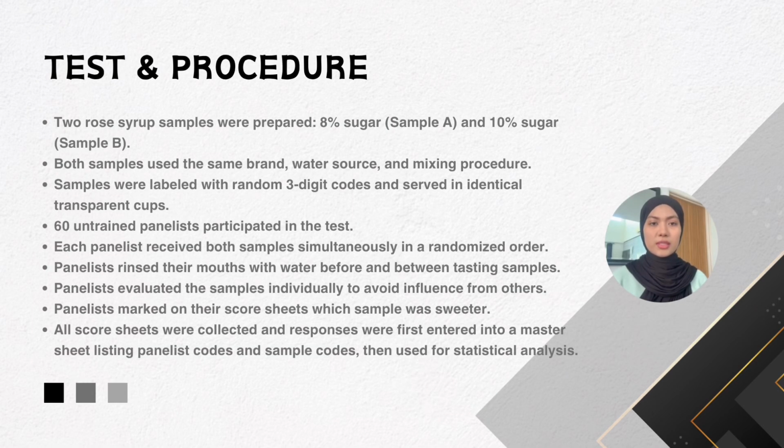For the test and procedure, we conducted a directional pack comparison test. Two samples were prepared, sample A with 8% sugar and sample B with 10% sugar, using the same brand, water source, and preparation method. The samples were labeled with random 3-digit codes and served in identical cups. Each panelist received both samples at the same time, but the serving order was randomized. They rinsed their mouths with water before and between the tasting to prevent carryover effects. Panelists were then asked to indicate which sample was sweeter. All responses were collected and recorded for further statistical analysis.